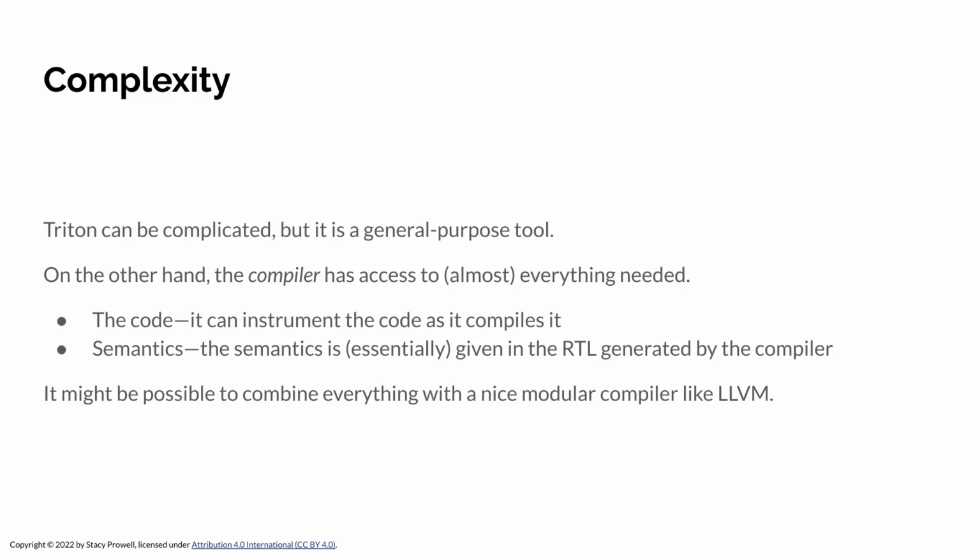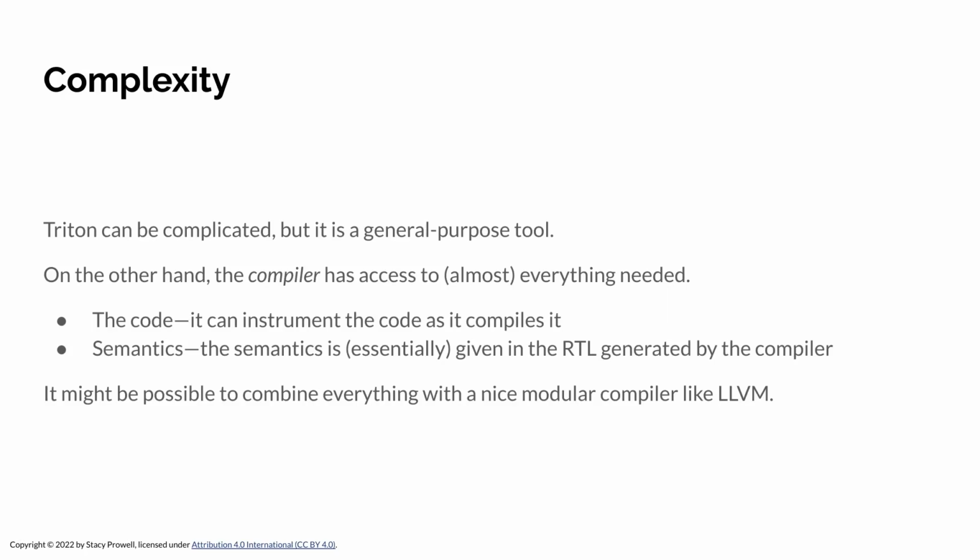Now, the compiler has access to everything we need. In fact, it may have better access. It has the true semantics, you might say. It actually knows what's going on. We have to sort of guess. So it can instrument the code as it compiles it, and it can get its semantics out of the RTL that's generated by the compiler.